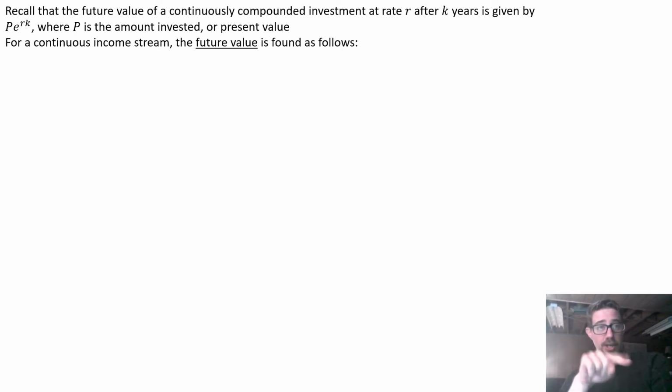That's the future value after K years, depending on the rate R. So the future value is found like this: you just take that present value and multiply it by e to the RK. Notice it's the same integral as last time, so we can use the present value to easily determine the future value by multiplying it by that factor of e to the r times however many years it is. Okay, so that's the future value formula. Example.